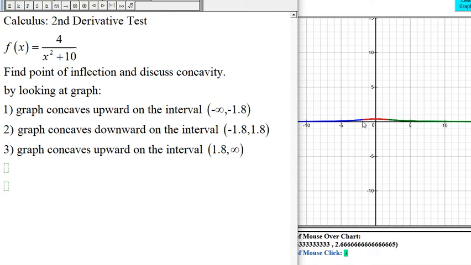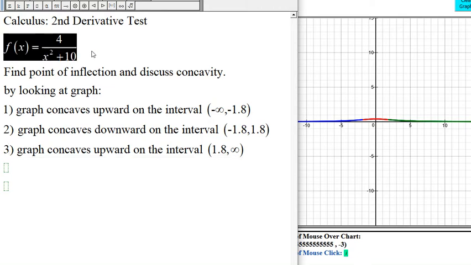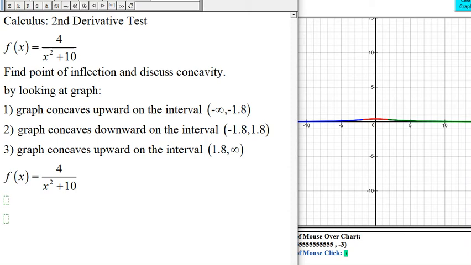But to figure out exactly what this value is, whether it's negative 1.8, 1.9, or 1.7 or something, we'll have to find the second derivative and set it equal to 0. These are the points right here, and this point and this point. These are called points of inflection.